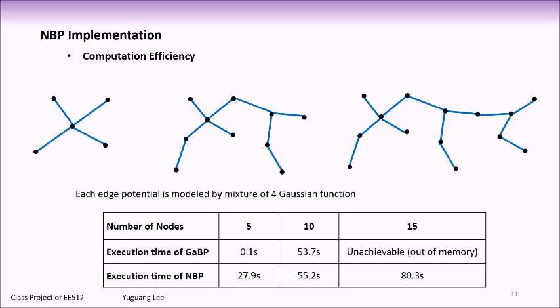Even with few nodes, like 5 nodes, it takes way longer than Gaussian belief propagation. But if we have a decent number of nodes and edges, the execution time of the NBP code won't increase too much. So in terms of computational efficiency, it could handle more complex graphs than the classic method.